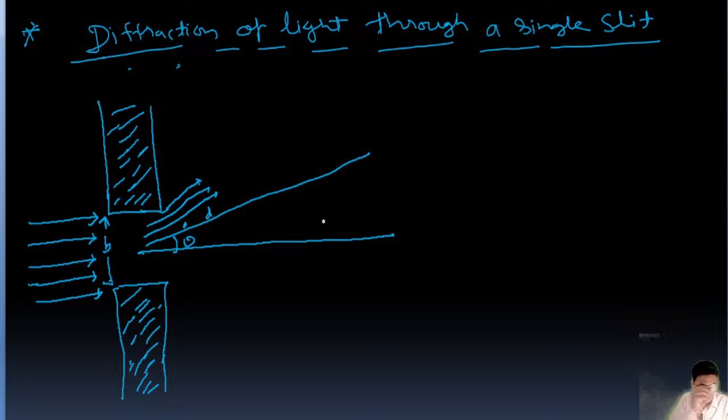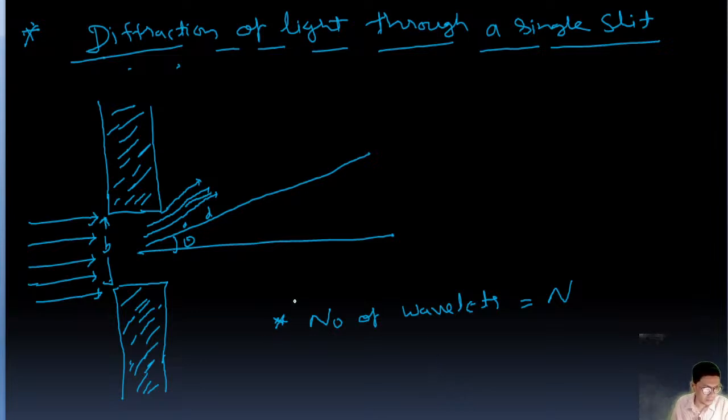I'll write it. The number of wavelets is n. So there are n wavelets, and the distance between two wavelets is d. These are parallel lines, guys. It is not looking parallel, but these are parallel lines, and the distance between these two wavelets is d.